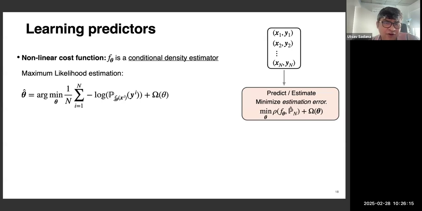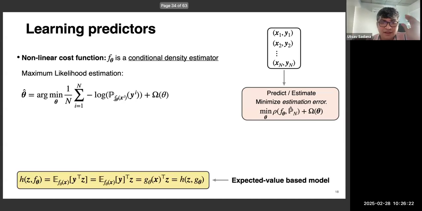For nonlinear cost functions, you would want to learn this conditional density estimator, right? However, it is sufficient for you to learn just the mean from the data if your problem is linear in the uncertainty. And this is what most of the literature in contextual optimization focuses on. We call these expected value based models.